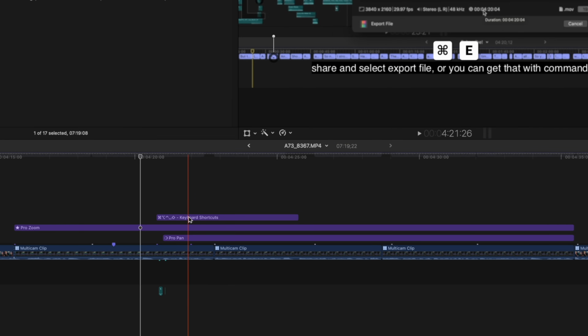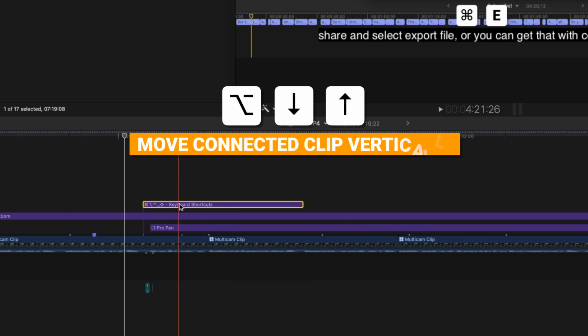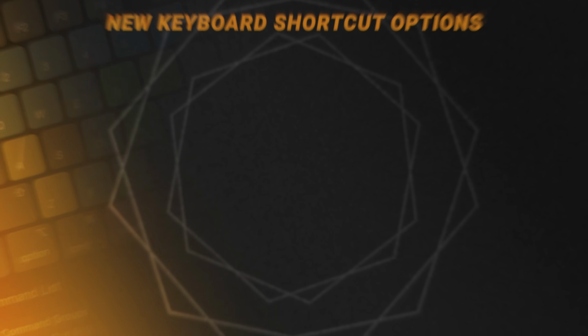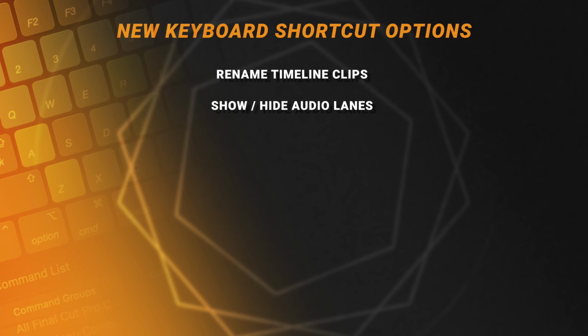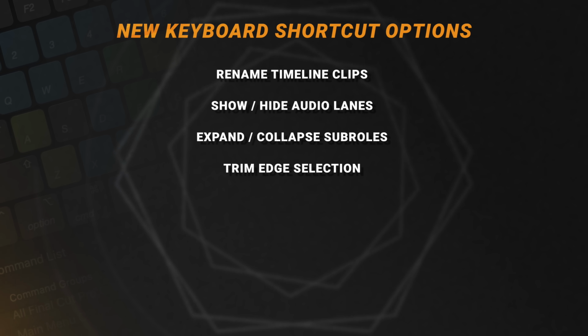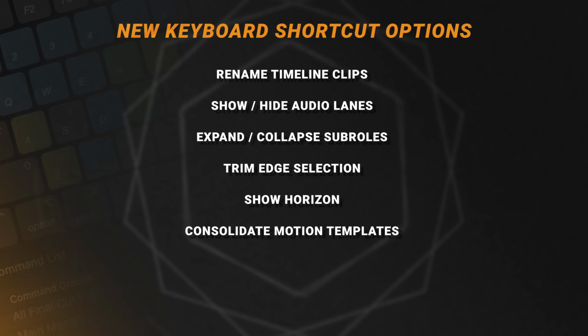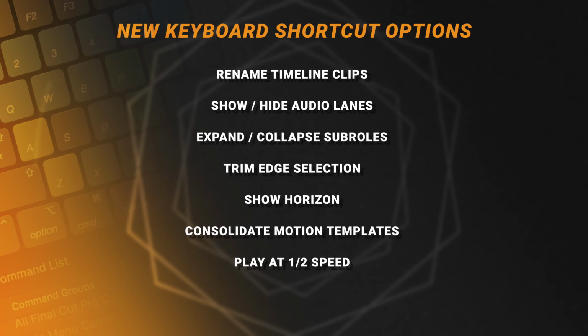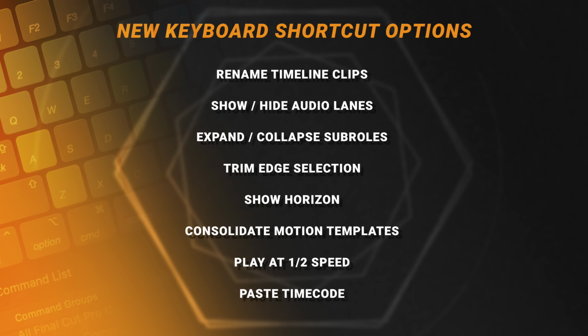You can now move a clip vertically on the timeline by pushing option down or up. This specific feature is actually low-key one of my absolute favorites. There's also been a ton of stuff added to the command editor so you can create custom keyboard shortcuts for these commonly used functions. This includes stuff like rename timeline clip, show or hide audio lanes, expand or collapse subroles, trim edge selection, show horizon, consolidate motion templates, play forward or reverse at half speed, and finally paste timecode.